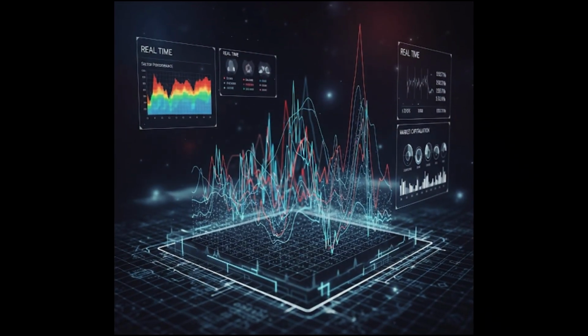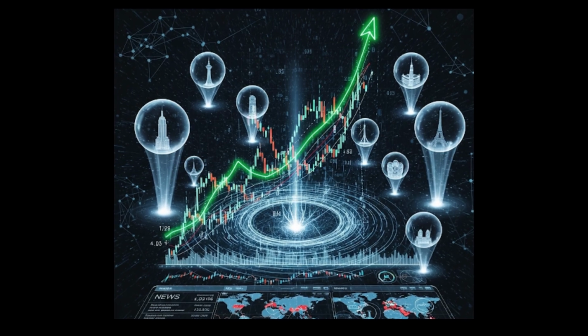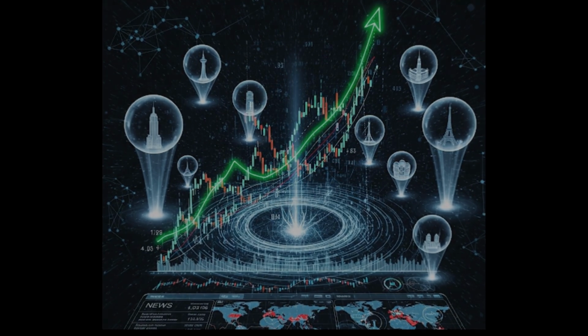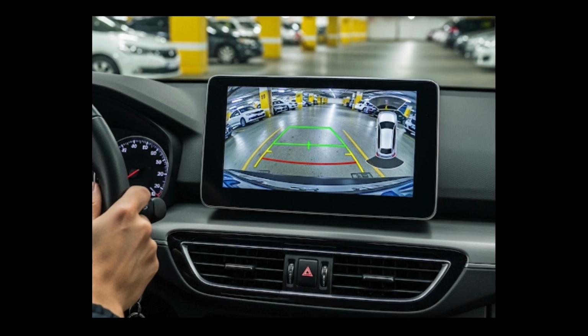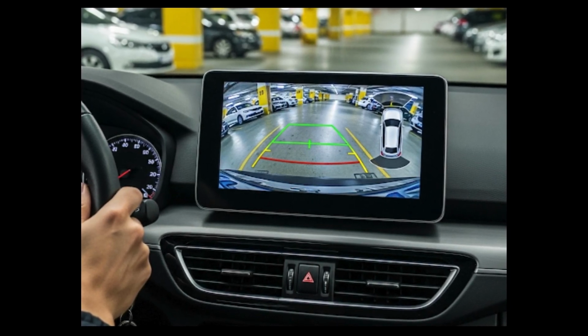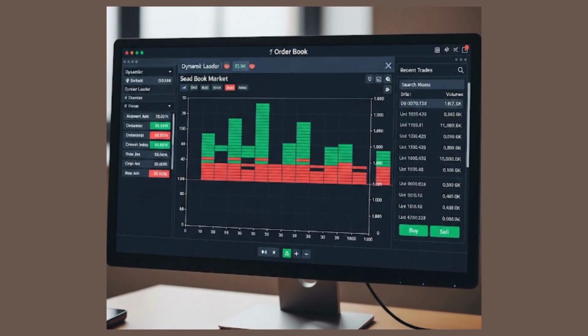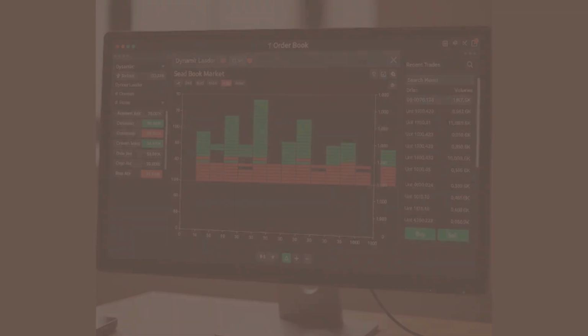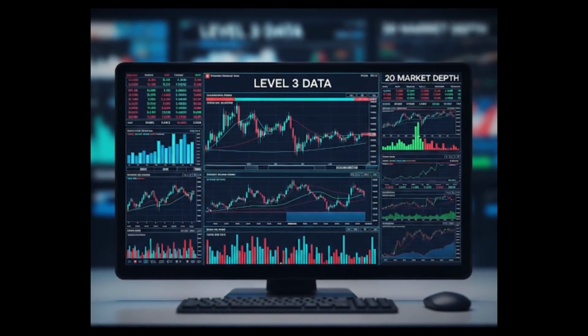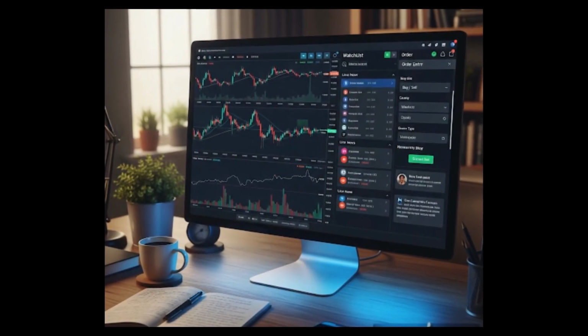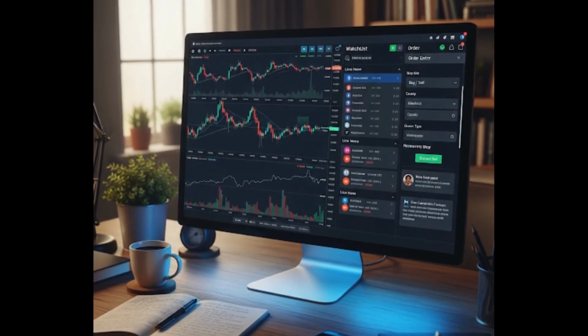Have you ever wished you could see exactly what's happening in the market beyond the usual bid-ask data? Well, just like a parking assist camera changes how you park your car, there's a trading tool that can give you complete visibility of what's going on in the order book. It's called Level 3 Data, or the 20 Market Depth. This powerful tool is now available to retail traders like you and me.